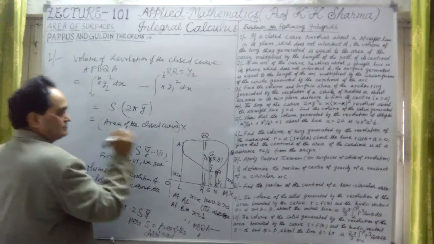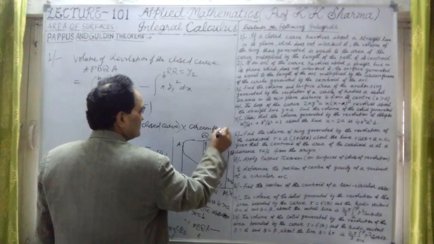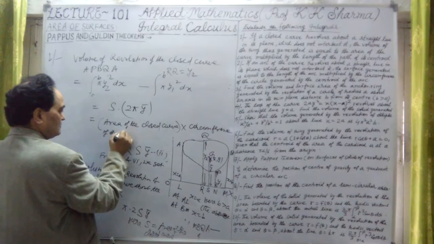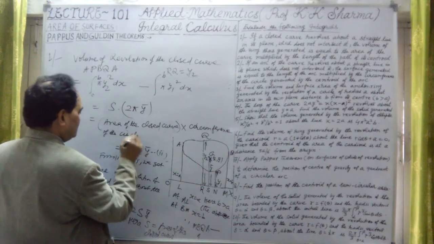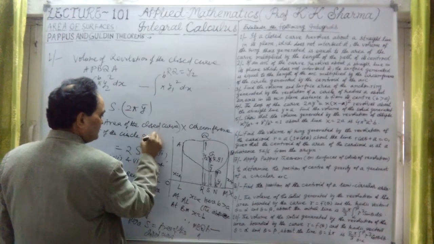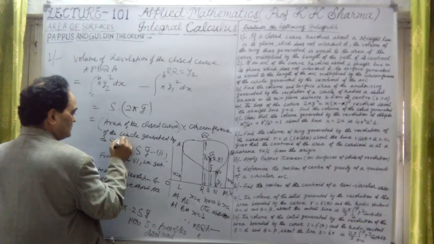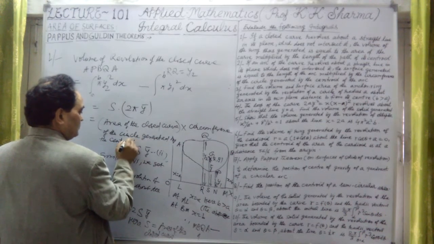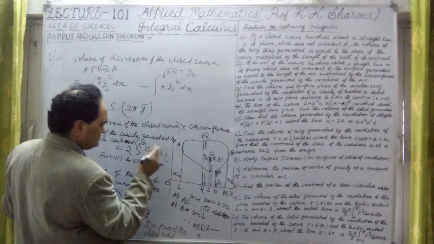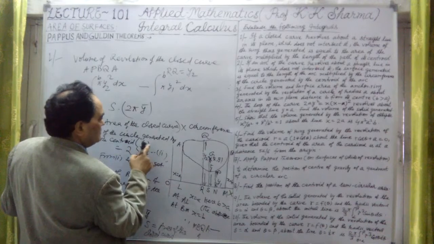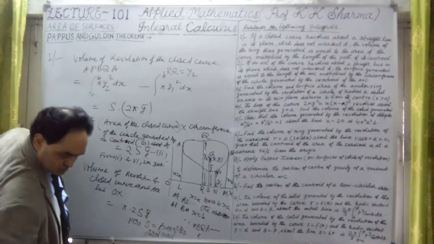Into the first S here, into this length, or circumference of the circle generated by revolving this SG, y bar. The circumference of the circle generated by the centroid of the closed curve, the centroid G, about the straight line.